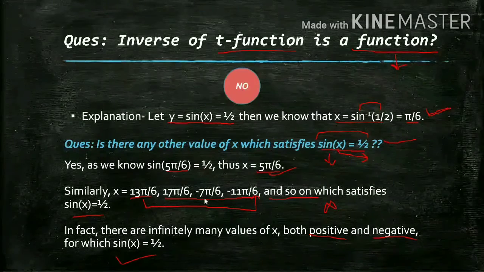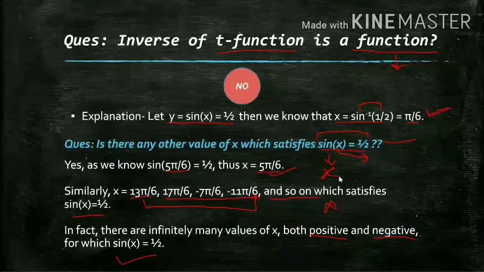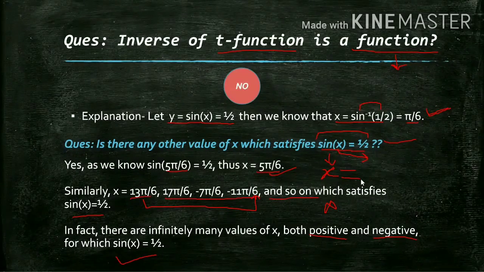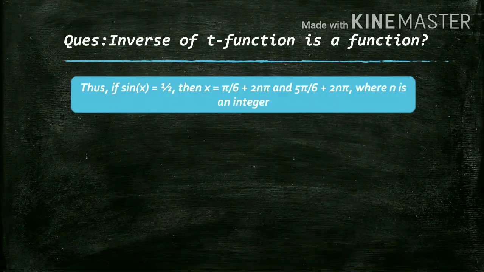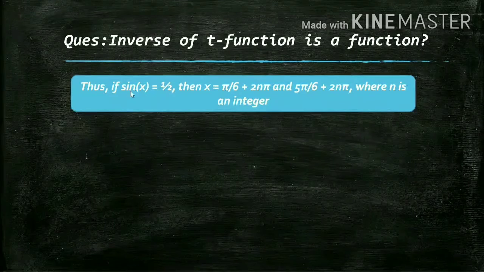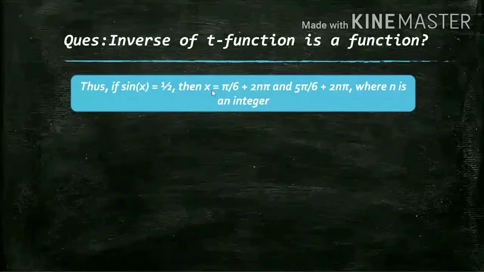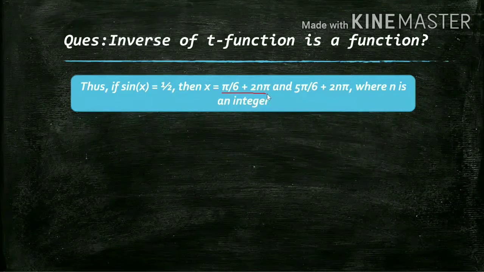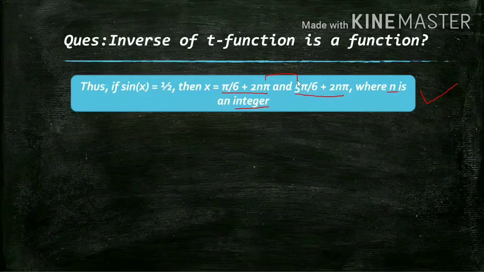Now, if I have to write in general what the value of x would be, I can write like this. If sin x is equal to half, then x can be written as pi by 6 plus 2n pi and 5 pi by 6 plus 2n pi, where n is an integer. Also, this you would be knowing from earlier, how to write the general value of x. In case you don't know, I'll tell you a little bit later how you get these things.